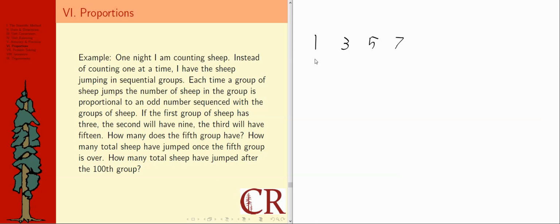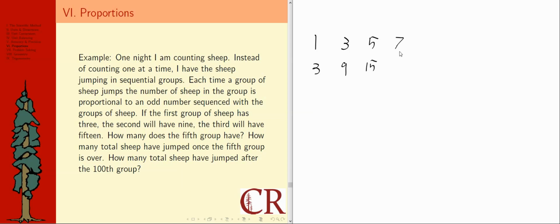Then it says if the first group of sheep has 3, so I'm going to write that underneath here, 3. That's for this first group that corresponded to the odd number 1. The second group will have 9, which should be proportional to the odd number 3, and that makes sense, right? Because 1 times 3 is 3. 3 times 3 is 9. And then it says the third will have 15. 5 times 3 is 15, right? Okay.